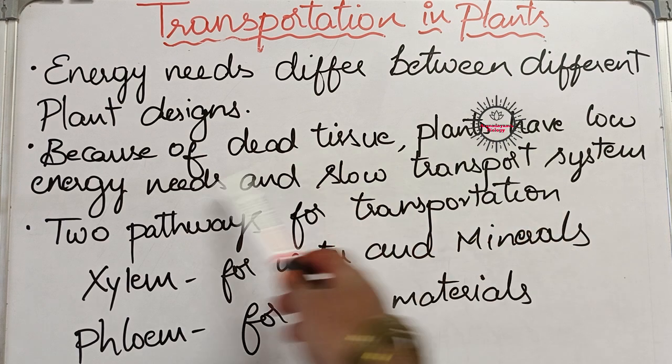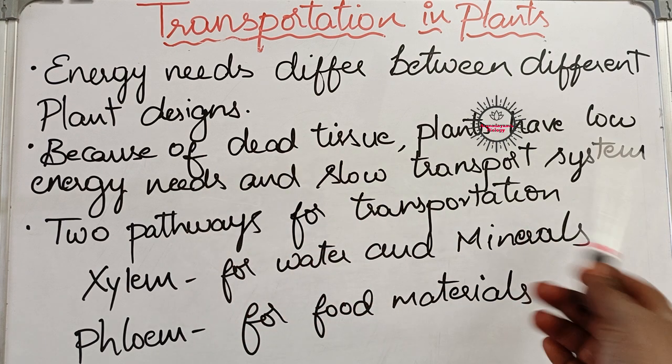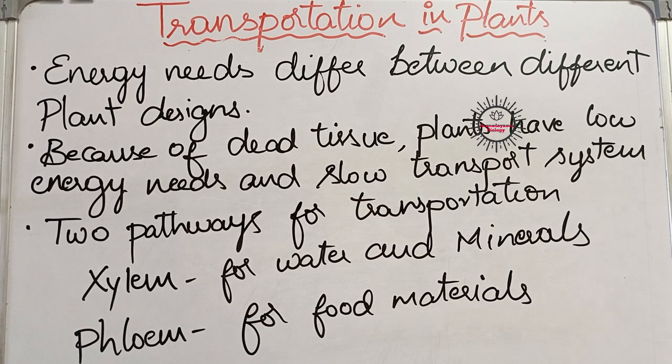That's why plants have very low energy needs when compared to animals, and they have a slow transportation system also. But in case of tall trees, they need an efficient transportation system. Why? Because in case of tall trees, there is a need to transport water from roots to the tip of the plants, isn't it? So in case of tall trees, the transportation system and energy needs are more, while in case of short plants, their energy needs are very low, and a slow transportation system is present in them.